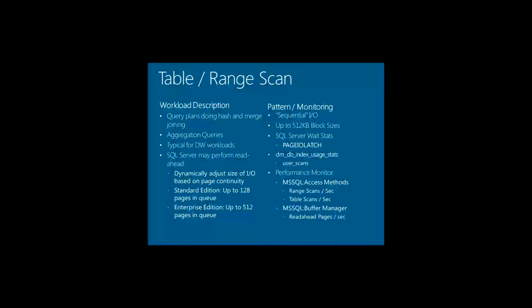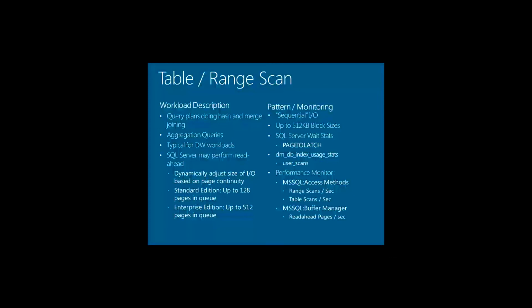Range and table scan workload description. It's going to be query plans using range and hash merge, aggregation queries, typical for data warehousing workloads. SQL Server will do Readahead to the extent that we can. We're going to dynamically adjust the size of the I/O based on page contiguity. What does that mean? As long as the pages are in order physically in the database, we're going to read large blocks of data and try and guess which data will be accessed next. To the I/O system, that's going to look like sequential I/O, up to 512K block sizes.